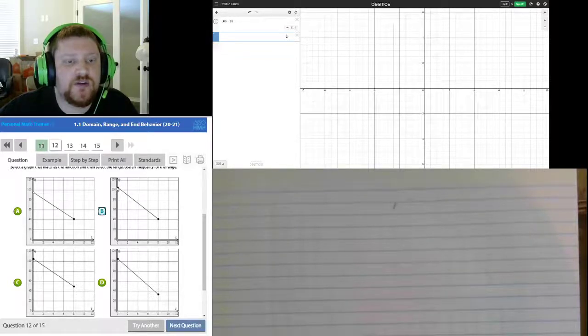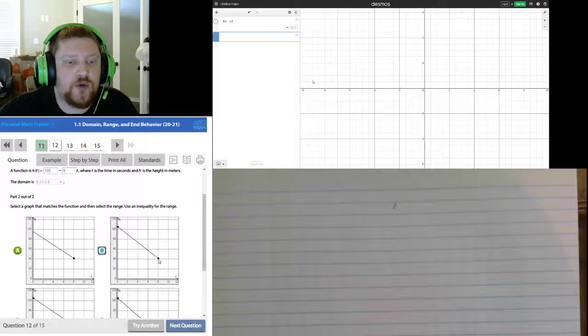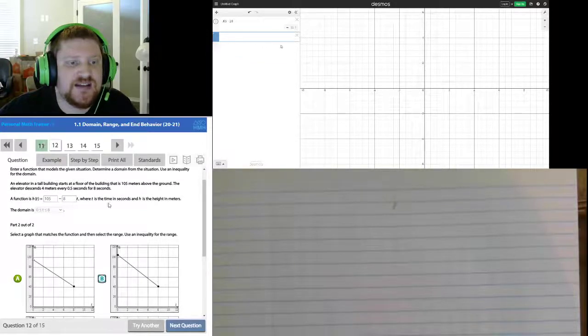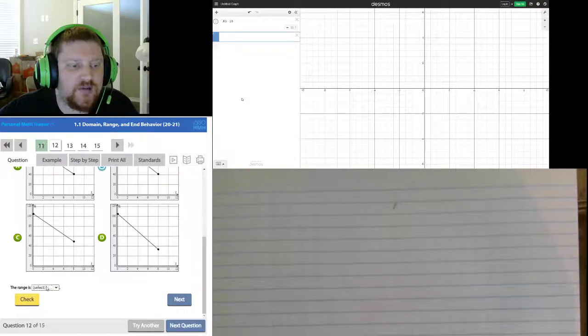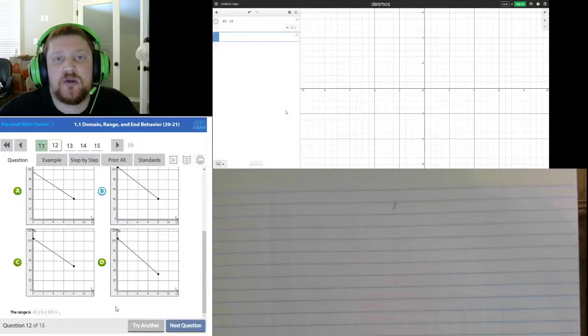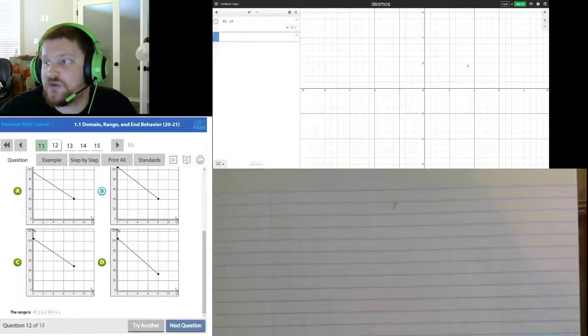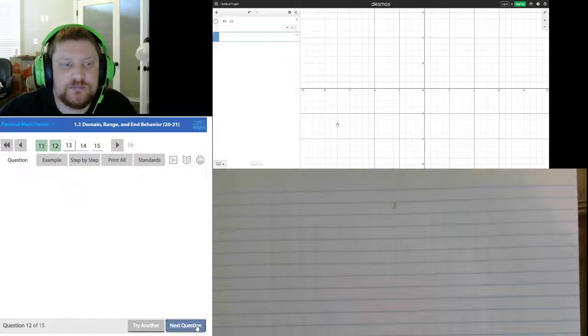So we've got 105 down to 41. So the range is 41 is less than or equal to, in this case, h is less than or equal to 105. Again, if you can't do the math quickly enough in your head, you can always put it into either Desmos or some other calculator.